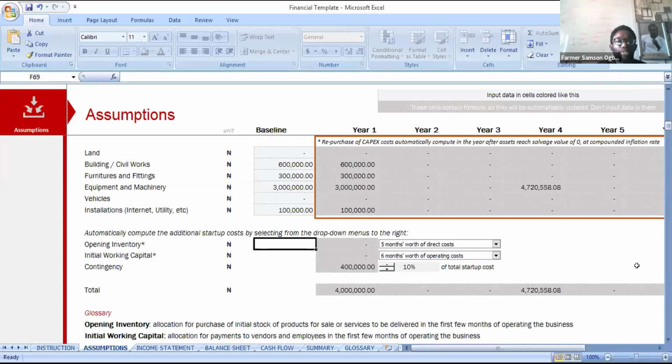If you are a pharmacist, for example, that needs to buy drugs to sell, how much do you need to start? So let's assume the amount I need to start is 1 million naira. This is an assumption. Oops, I put 10 million naira mistakenly.